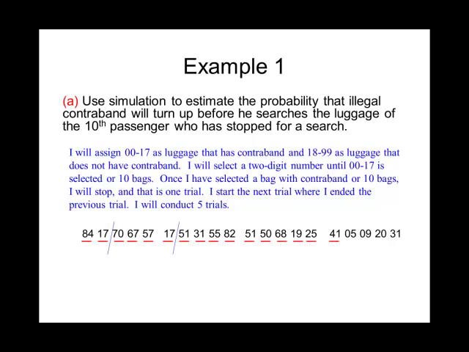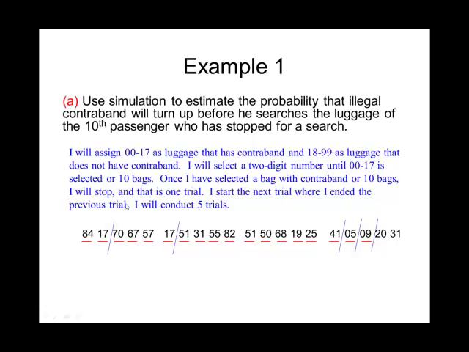For my third trial, I have 51, 31, 55, 82, 51, 50, 68, 19, 25, 41. So I've gotten through 10 bags and did not find any contraband. So I stopped my trial. Alright, for my fourth trial, my first bag is 5, which is contraband, so that's a trial. And then finally, for my fifth trial, I have 9, and again found contraband.